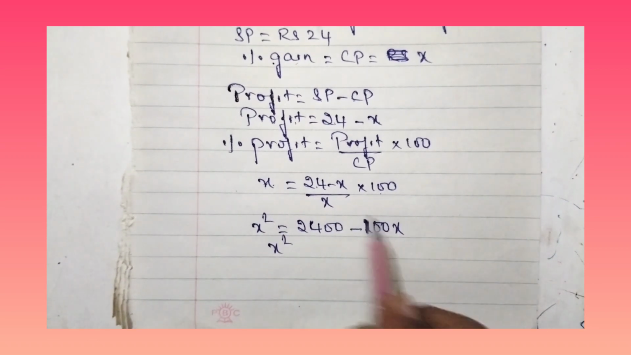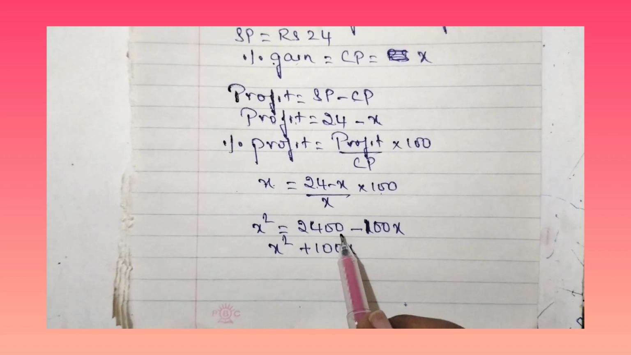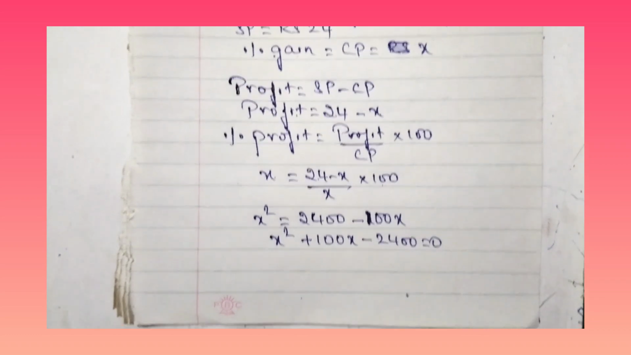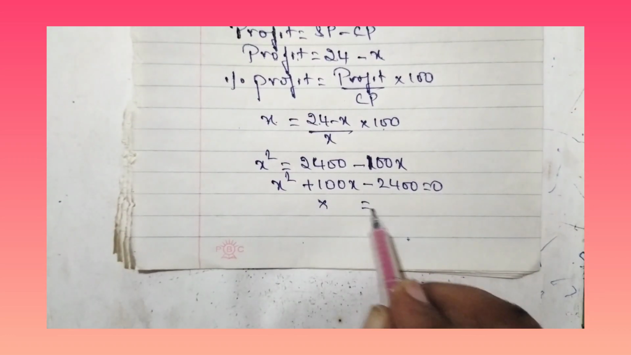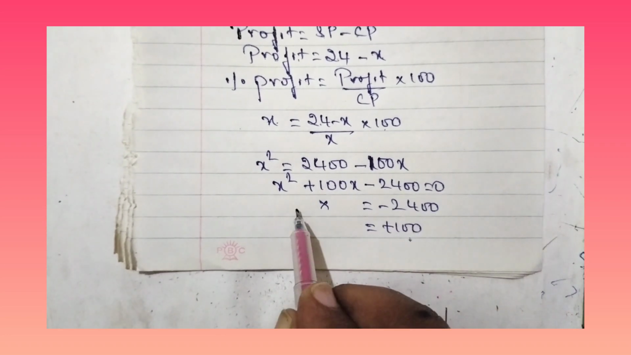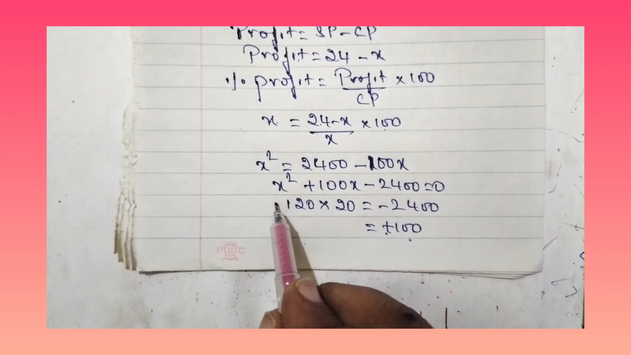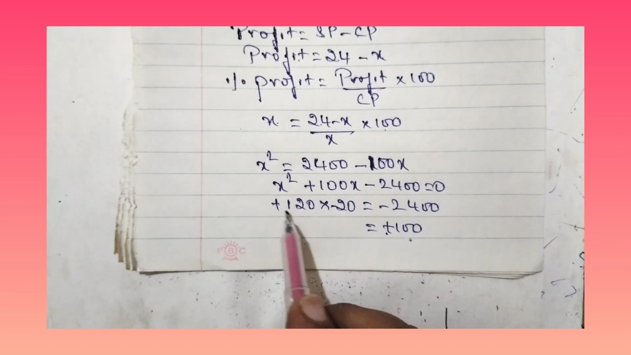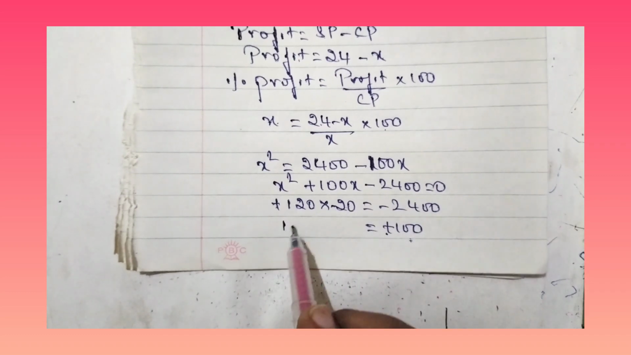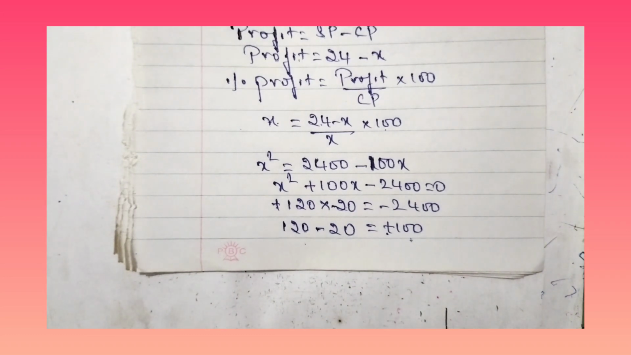So now x square minus 100x becomes plus 100x, and plus 2400 becomes minus 2400. We need two numbers which multiply to give minus 2400, and add or subtract to give plus 100. One is 120, another one is 20. To get plus, the bigger number is plus and the smaller number is minus. Plus into minus is minus. 120 into 20 is 2400. So 120 minus 20 is 100.